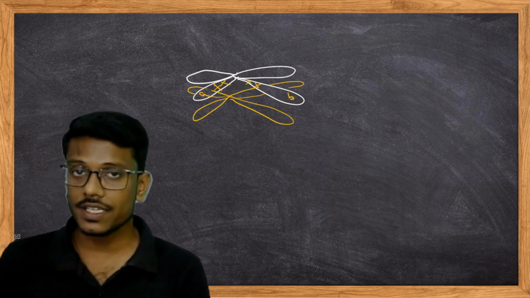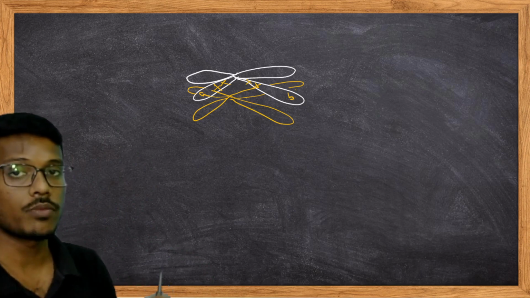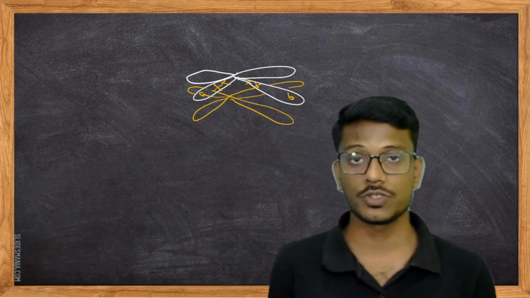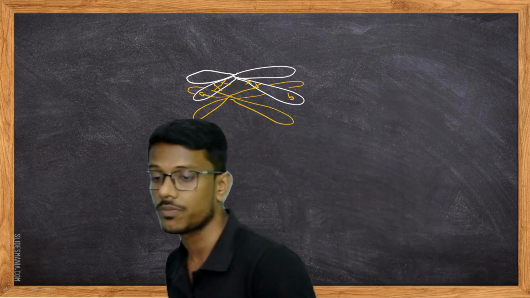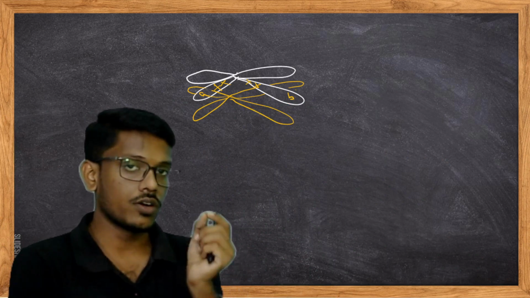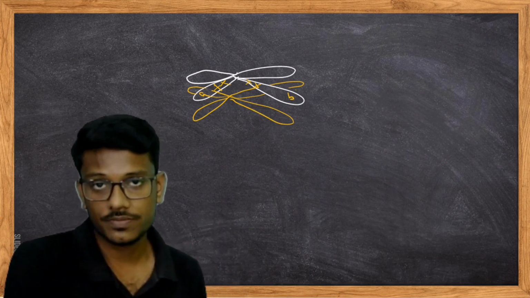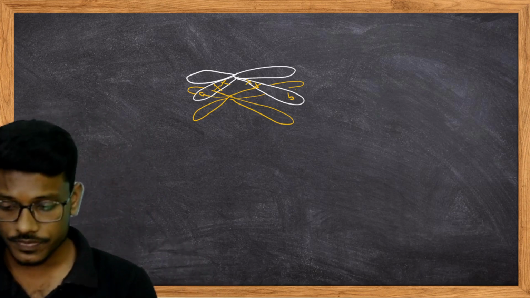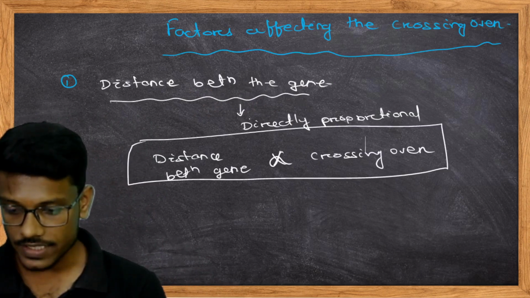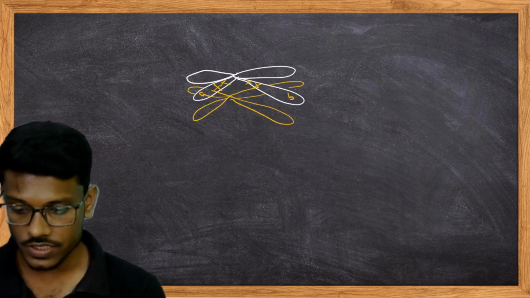We have also discussed this concept, the relationship between linkage, crossing over, and the distance between the genes, in the last class. You can go to that playlist and see our genetics lecture number 20. Okay, so this is the first factor, the distance between the genes. The second factor is the temperature.